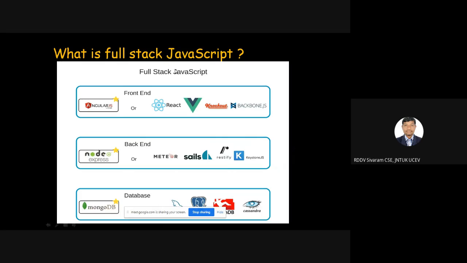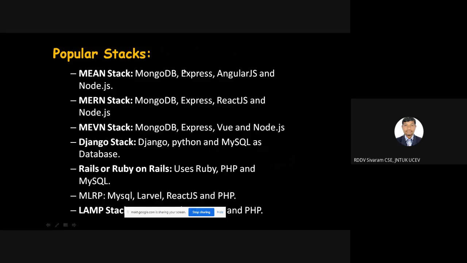Now we are talking about full stack. Let me show you this. There are popular stacks. These are all popular stacks. We have MEAN stack, MERN stack, MEVN stack, Django stack, Rails (Ruby on Rails), and LAMP stack. LAMP stack is somewhat popular.